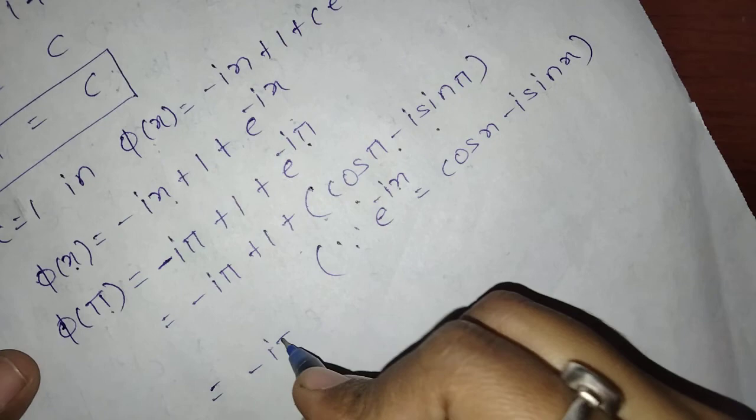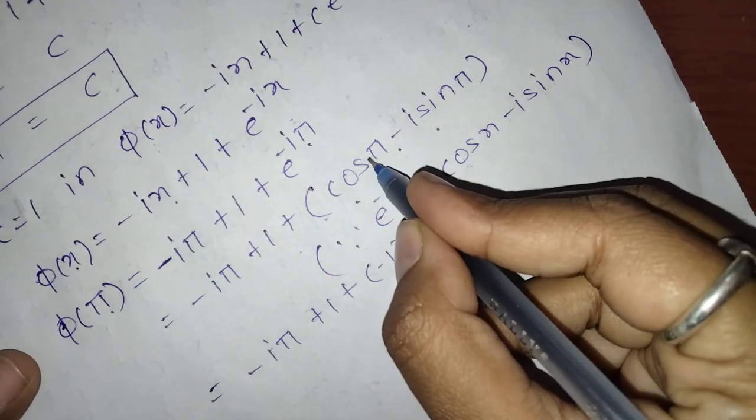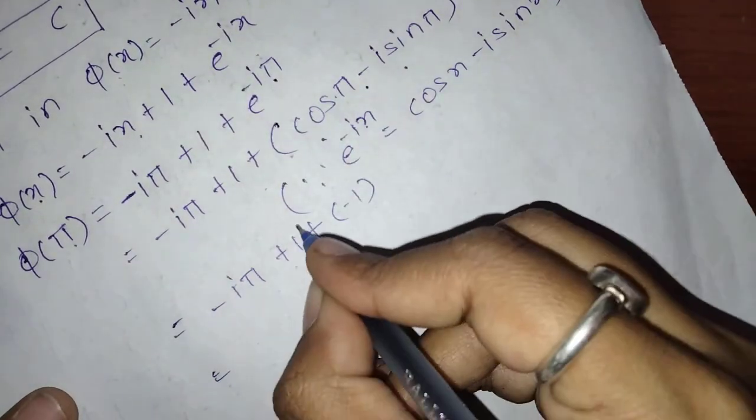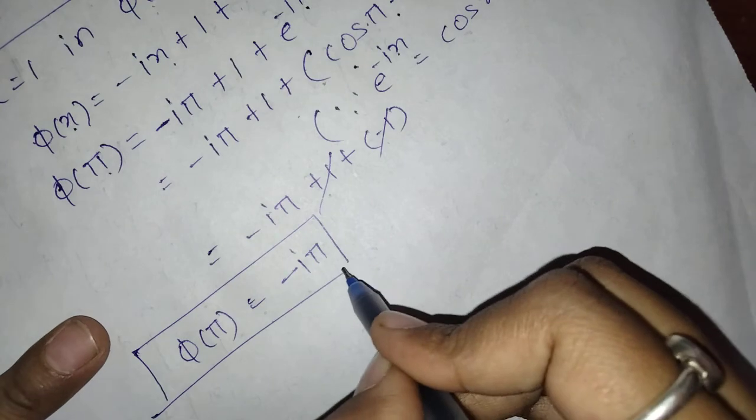So minus i pi plus 1 plus cos pi is minus 1, because here n is equal to 1 and 1 is odd. So plus 1 minus 1 get cancelled, we get minus i pi. Phi of pi is equal to minus i pi.